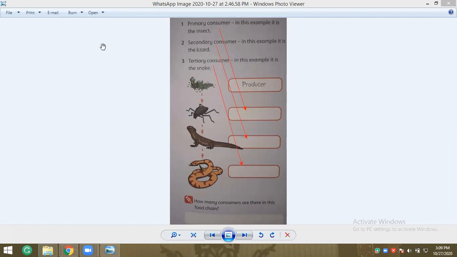Okay, now, Hatim, how many consumers are there in this picture? Primary consumer 1, secondary consumer 2, 3. Very good, 3. There are 3. You will write here 3 consumers. Different types, but 3. Got it?